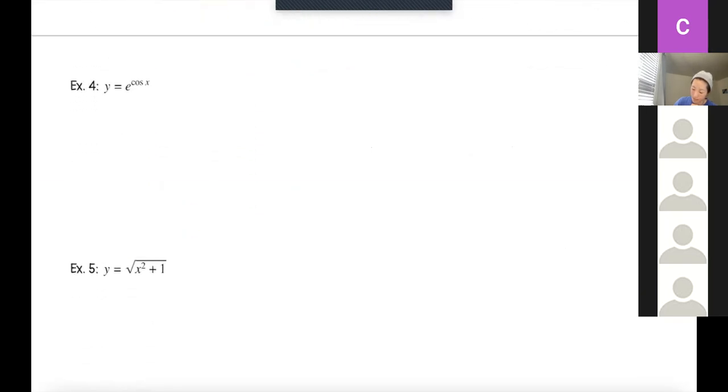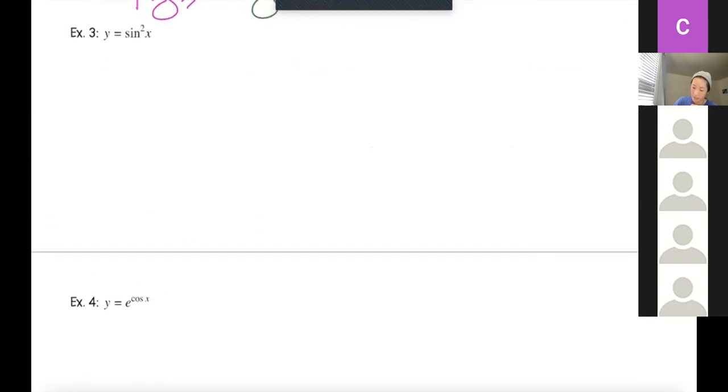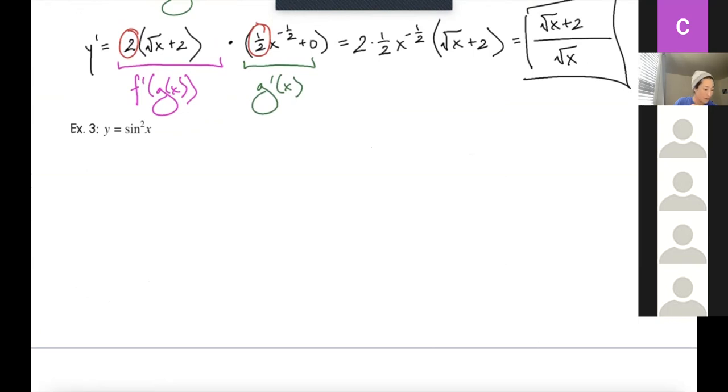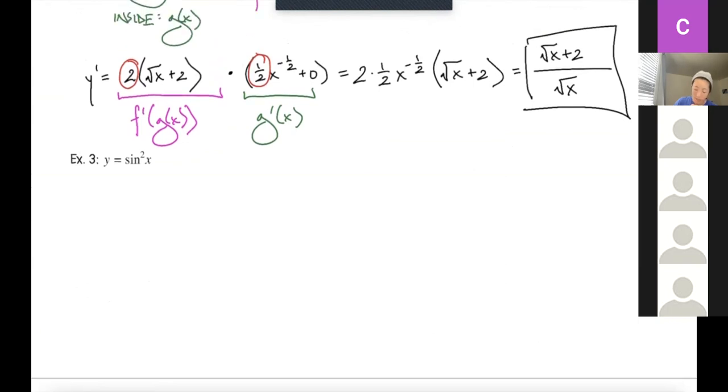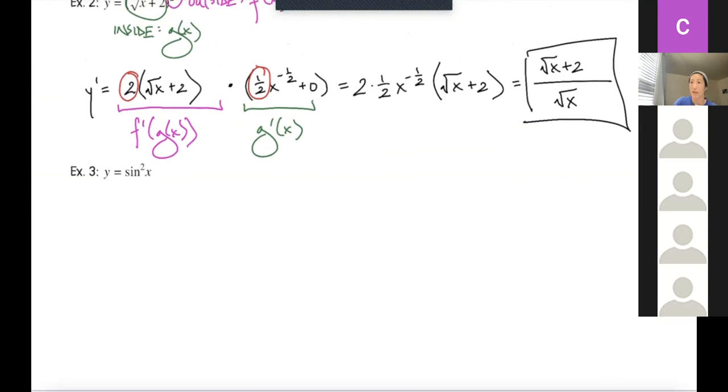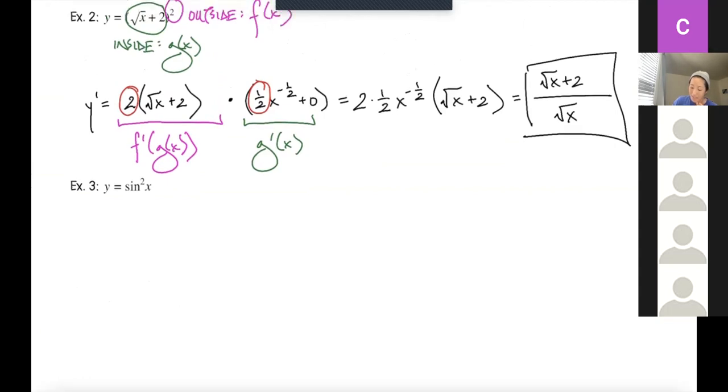All right, let's take a look at, let's see, what time is it? Let's take a look at one more example here. Maybe we'll take a break on the earlier side and then come back and really dive deep into some of these examples. All right. So example 3 here, we've got y equals sine squared x. What is our inside function? Like, what do we do first? And what is our outside function? Or what do we do second?